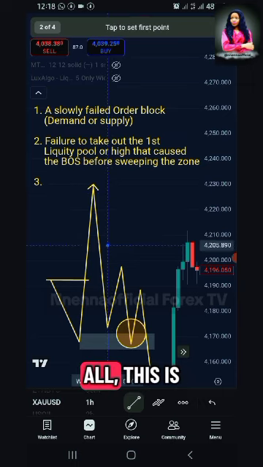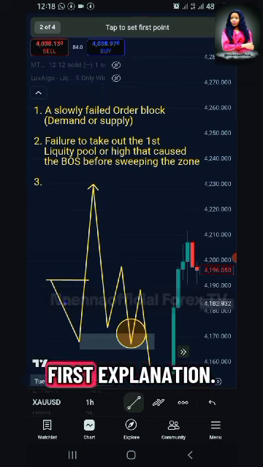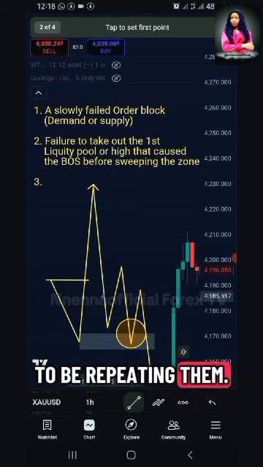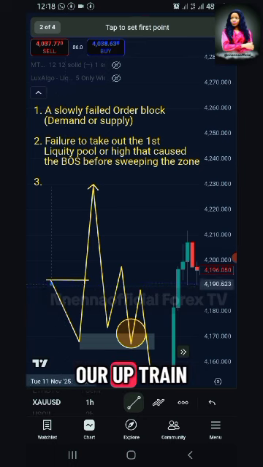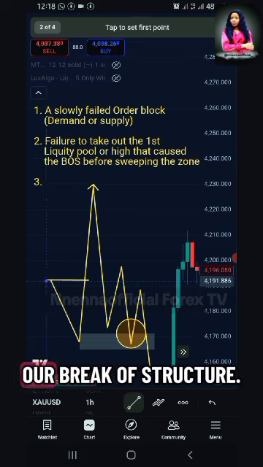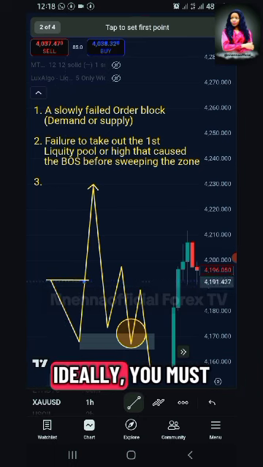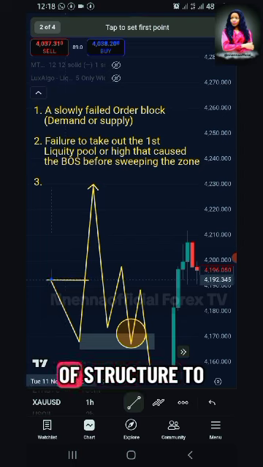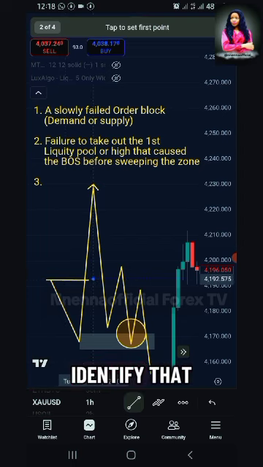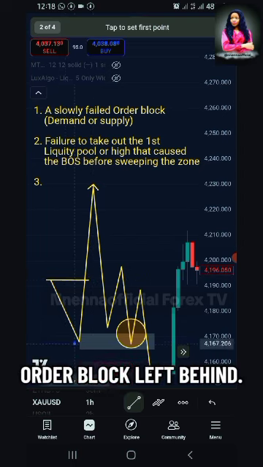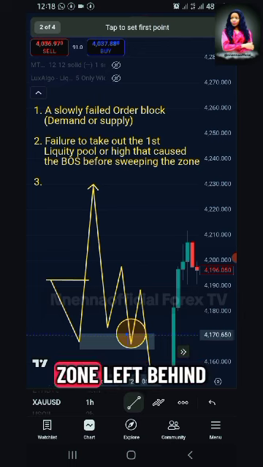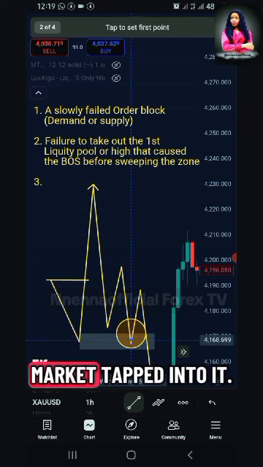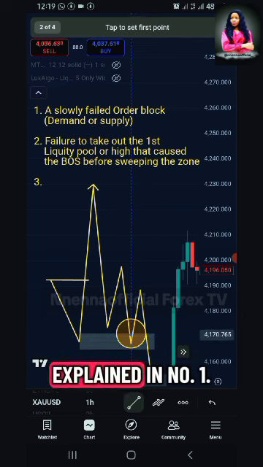Now, first of all, this is the illustration I used in the first explanation. I'm not going to be repeating them. If you've not watched it, go back and watch. Now, this is our uptrend and this is our break of structure. Ideally, you must have a break of structure to be able to identify that you have an order block left behind. So here we had our BOS and this was the demand zone left behind, and that's why market tapped into it. That's what I explained in number one.